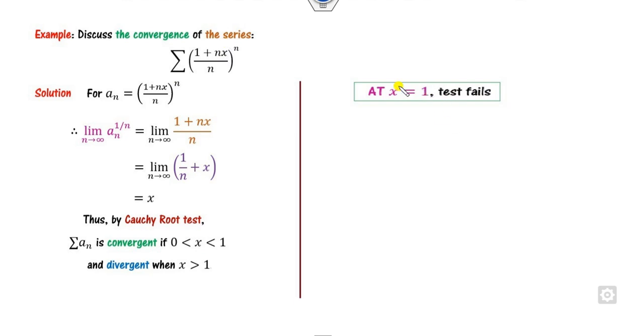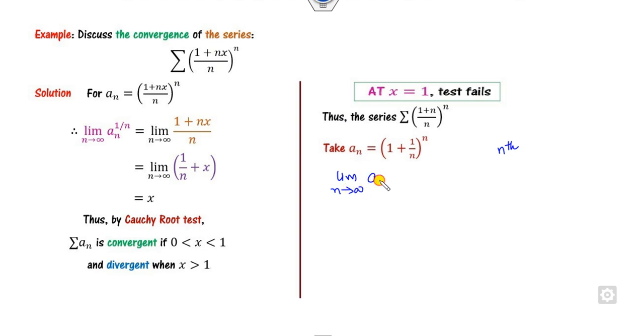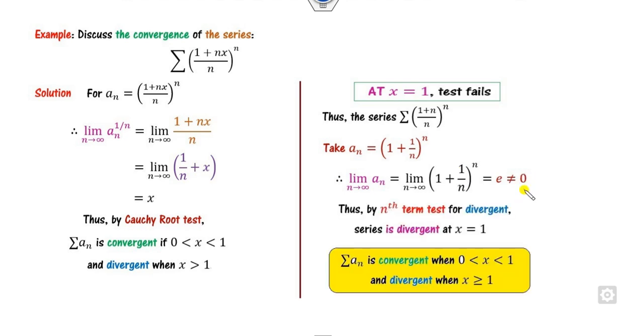What will happen at x equal to 1? If you substitute here, the root test will fail. If you substitute this one, now we can apply firstly the nth term test. We will check what is the limit as n approaches infinity of this. It is e, which is non-zero. So what will happen if it is non-zero? It means by the nth term test, the series is divergent at x equal to 1. So therefore, by using this, we can say equality appears at the divergent.